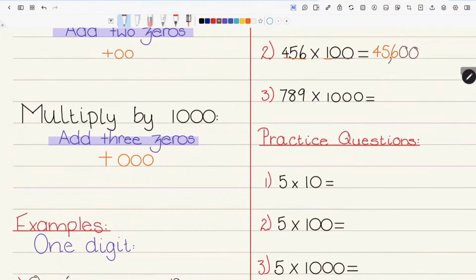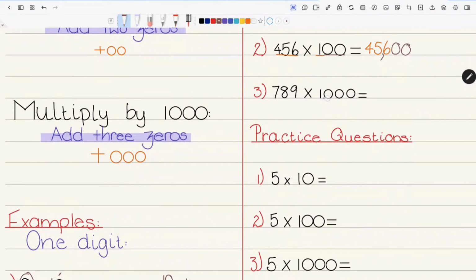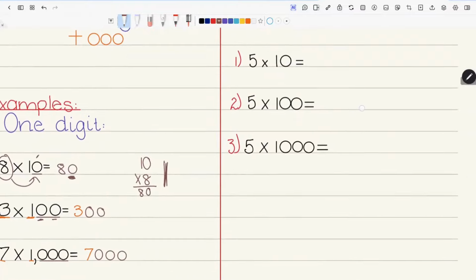Moving on. How many zeros are in 1,000? 3. Now you're multiplying 789 with 1, which gives you what? 789. And since there are 3 zeros, you add the 3 zeros. 1, 2, 3. Which gives you 789,000. And that's your answer.